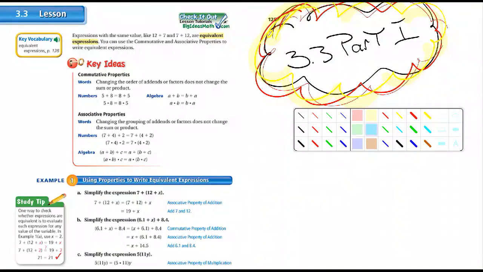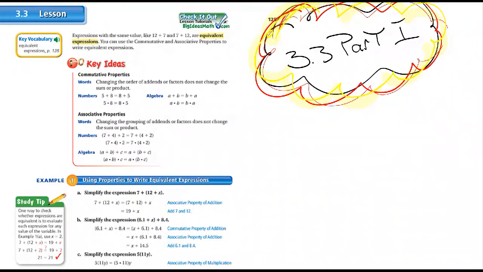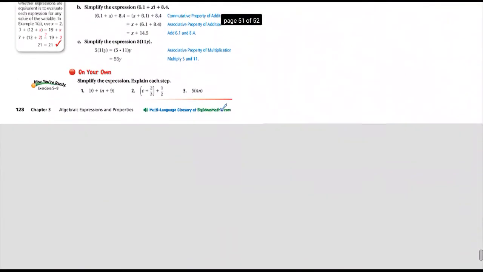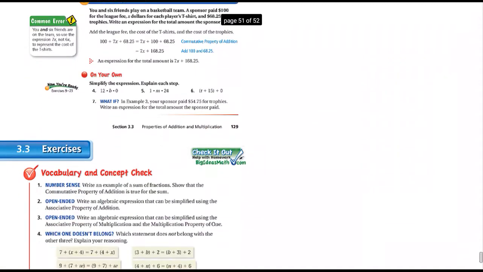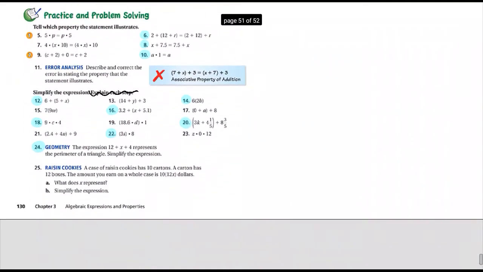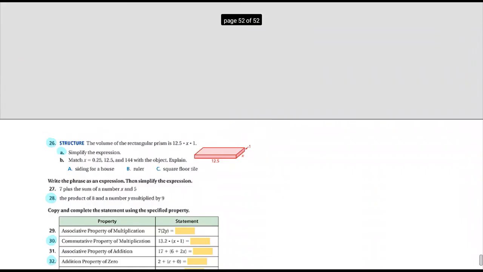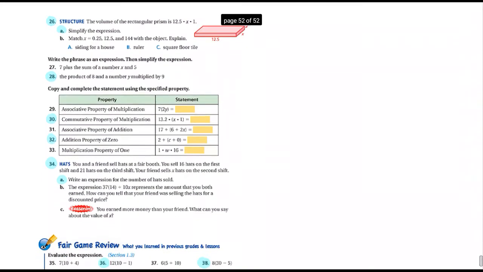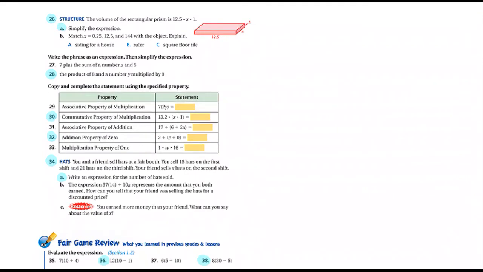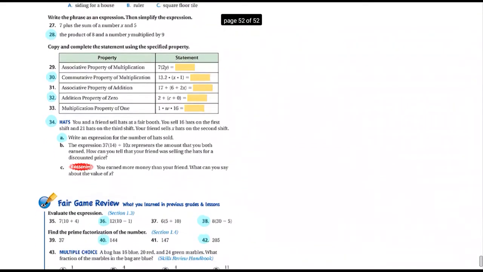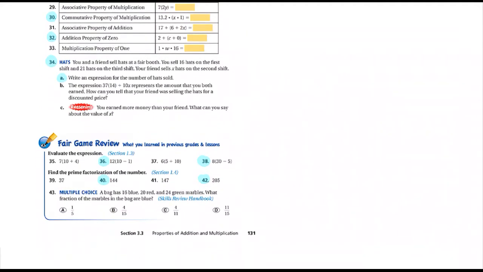So this is 3.3. I put down a part 1, but I think we'll just go ahead and go through it all. There won't be a part 2. Really quick, and I'll try to remember to do this in the future, I'm just going to show you the ones that I want you to do, but make sure you pay attention to what I explain here. So you can see it's 6, 8, 10, 12, 14, 16, 18, 20, 22, 24, 26, 26A, as you can see there, 28, 30, 32, 34A, and then finally down to the bottom, the Fair Game Review, 36, 38, 40, and 42.